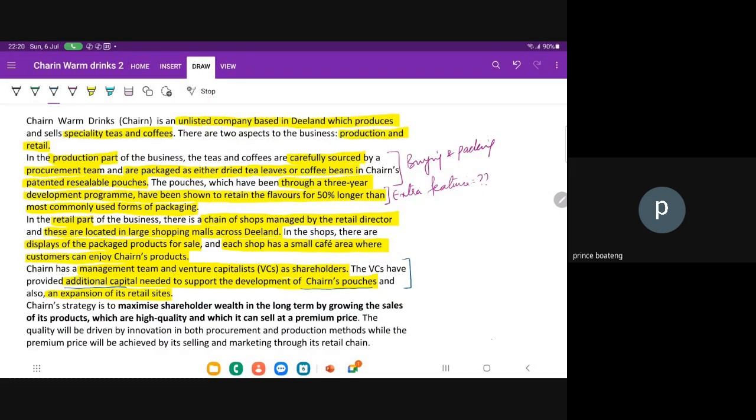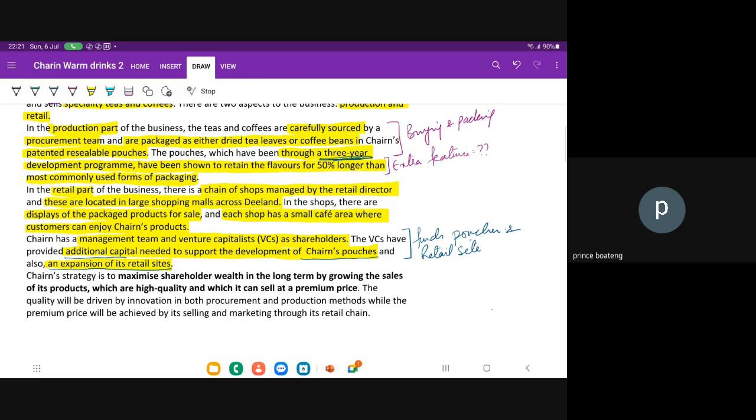For the pouches, probably this 3-year project, right? So you got funds for pouches and an expansion of its retail sites, right? So this is a major change for the company. Technically, this type of information should also be present in the performance measurement report.